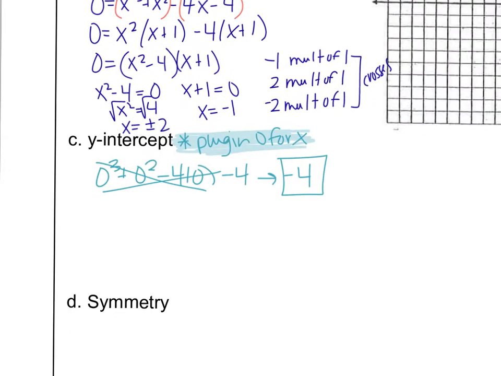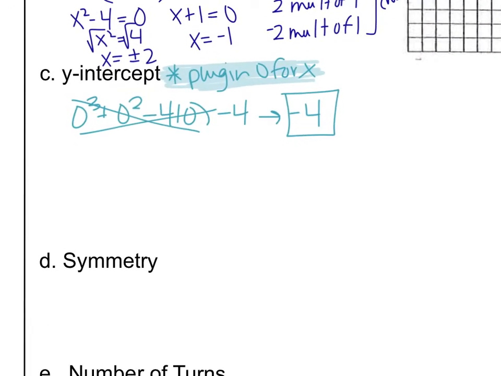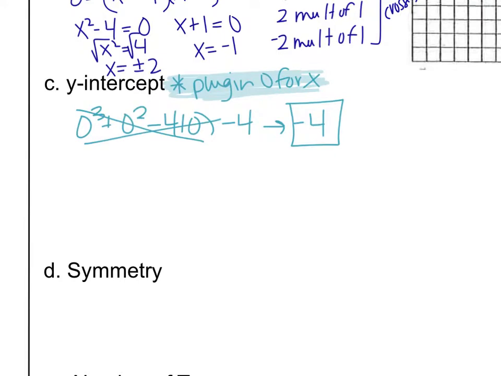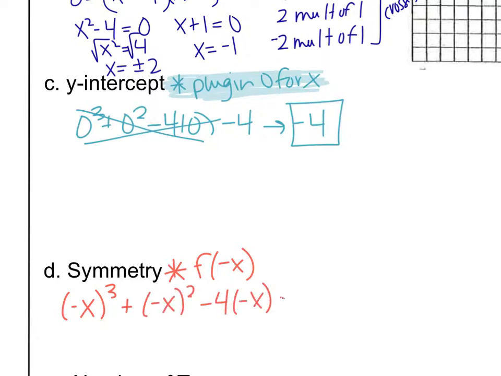Your symmetry is next. To find the symmetry, I'm going to write a note next to each of these. You're going to do f of negative x, meaning you plug negative x into the original problem. So it's negative x cubed plus negative x squared minus 4 times negative x minus 4. I'm just using the example from part C and putting negative x in instead of 0.